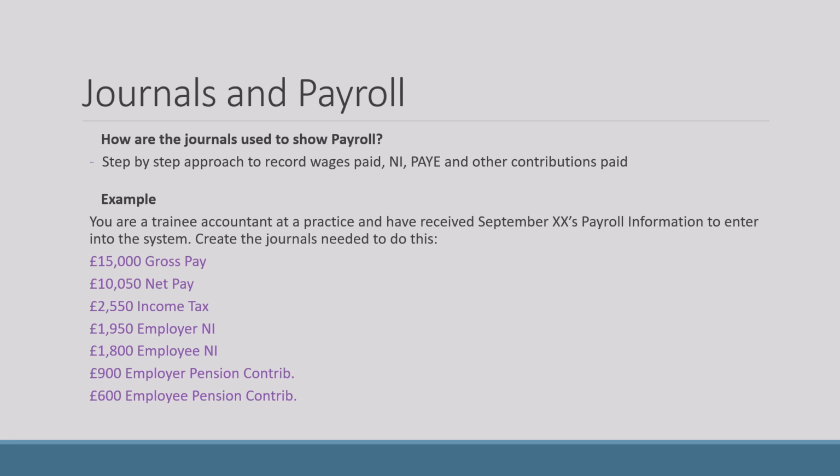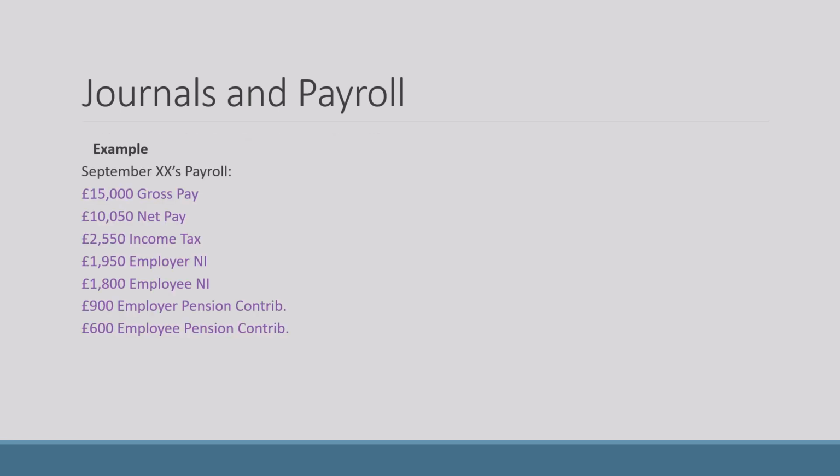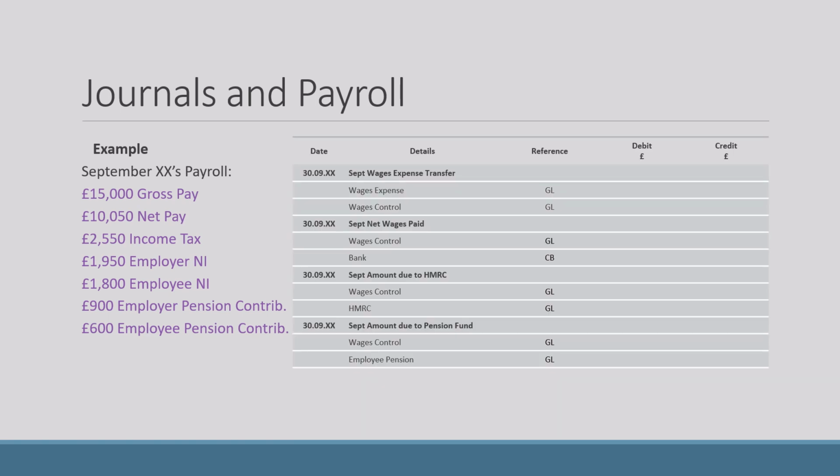So you're a trainee accountant at a practice and you've received September's payroll information to enter into the system. So you need to create the journal to do this. You're given here a whole set of numbers for the different elements of payroll. We're going to move on to the next slide and pop them in the correct parts of the journal. So bringing up the information that we were given on the previous slide, and also a table which we're going to talk through before we put the figures together.